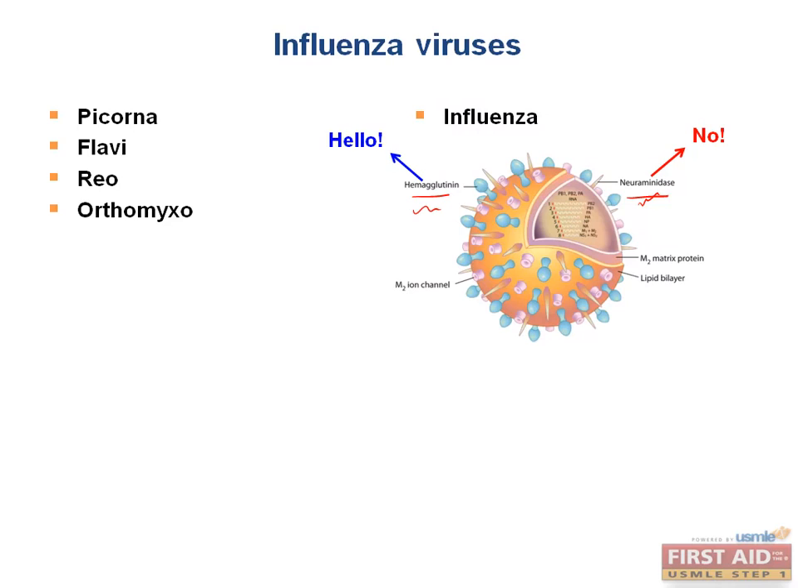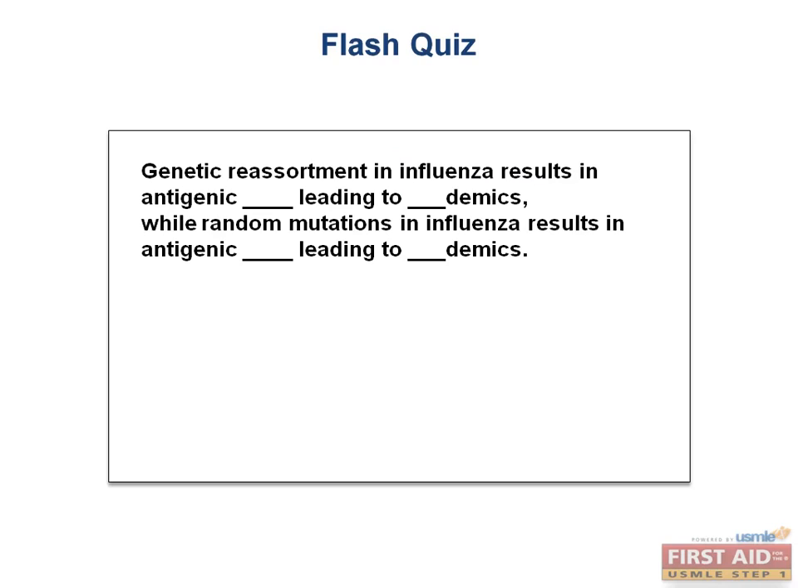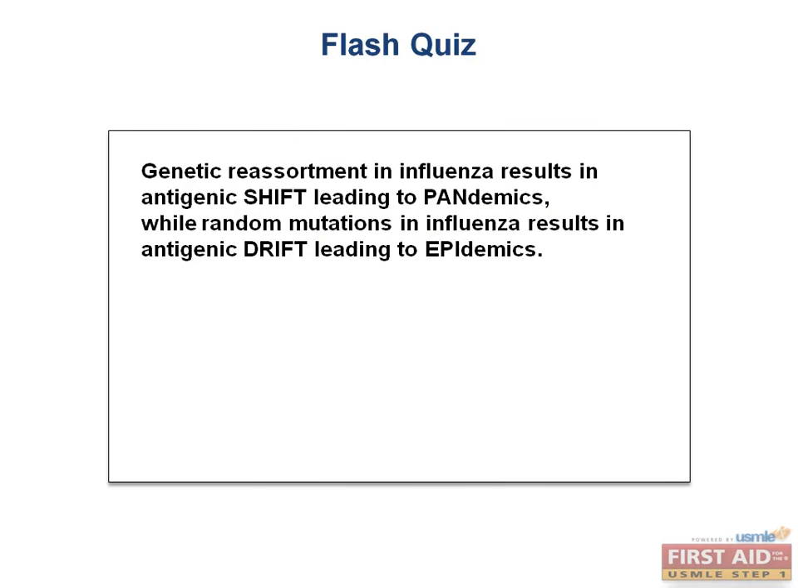Tamiflu, and zanamivir. Alright, another time for flash quiz. So, genetic reassortment in influenza results in antigenic what that leads to epidemics or pandemics? What about random mutations? They result in antigenic blank, leading to pandemics or epidemics. Yep, you got it. Genetic reassortment results in antigenic shift leading to pandemics, while random mutations in influenza result in antigenic drift leading to epidemics.